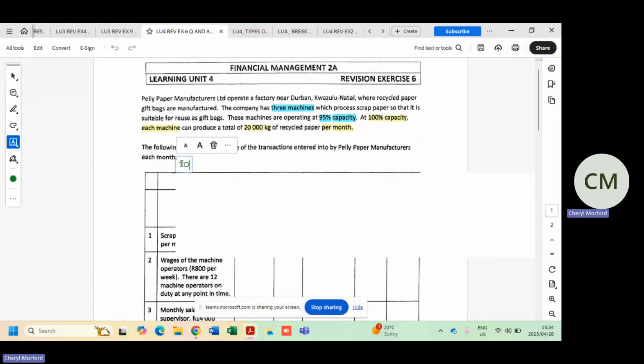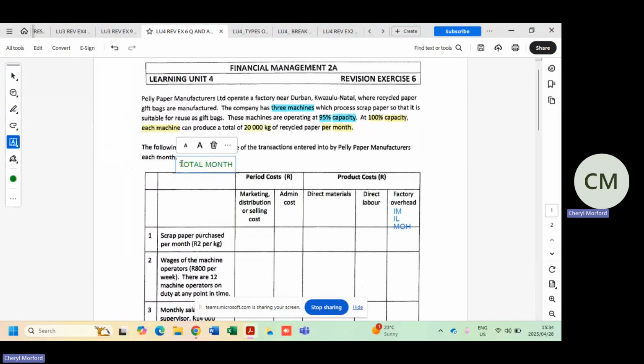So we're going to say that our total monthly output is equal to 20,000 kgs. We've got to convert that to 95% capacity, so times 0.95, and most importantly, times the 3 machines. Don't want to go wrong at the beginning. That will give us a total of 57,000 kgs. That's now going to make our life ever so much easier.